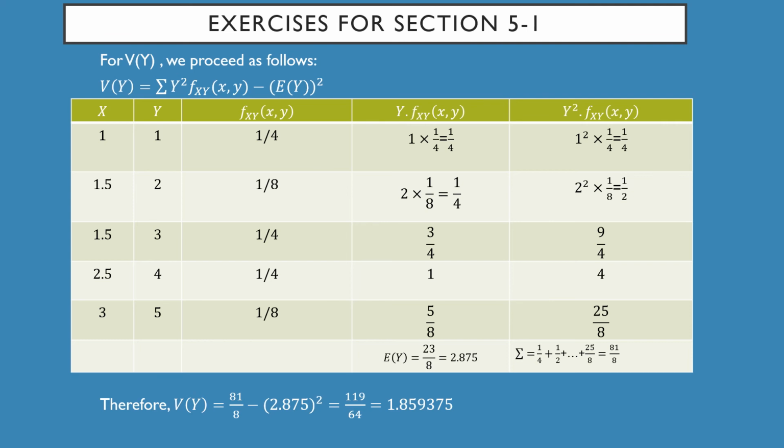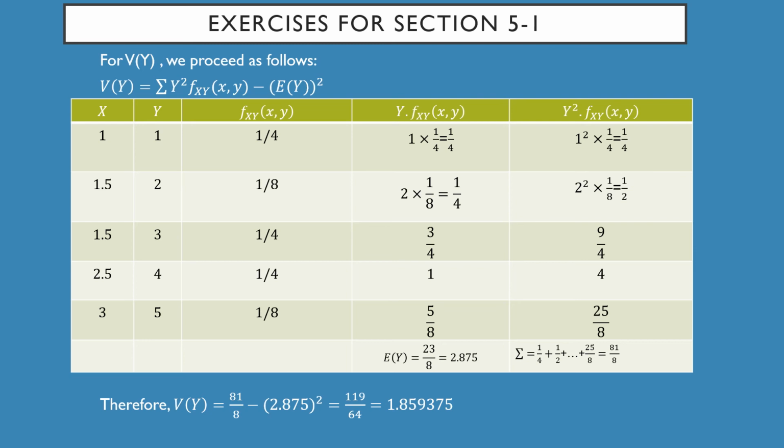So let us collect all the values. Let us sum up all the values of y square into f. We end up with 81 over 8. For your convenience, I have already written over there 1 over 4 plus 1 over 2 until 25 over 8, and after a simple calculation we will get 81 over 8.